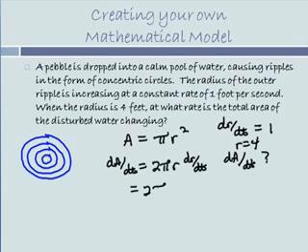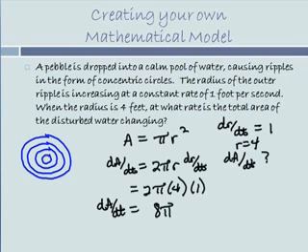So we have the 2 pi when the radius is 4, and the radius is changing at a rate of 1 foot per second. So we get then the rate of change in the area is equal to 8 pi, and area is changing then at feet squared per second.